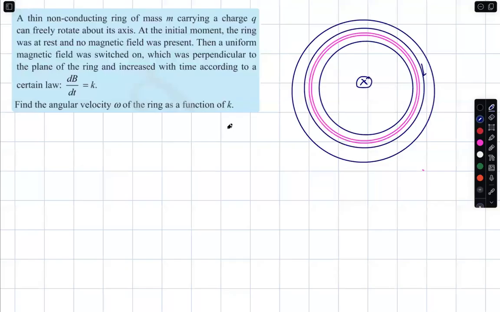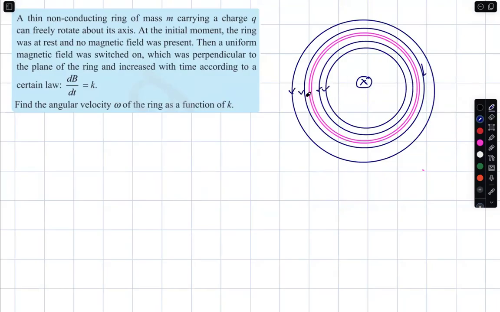Then see field lines. That is how inward increasing. So what is the direction? This is how you will have the field lines directed.